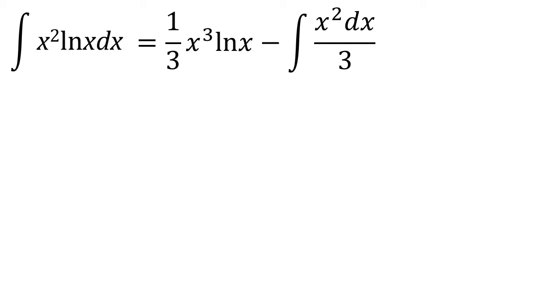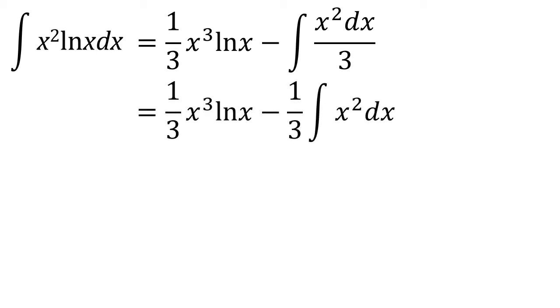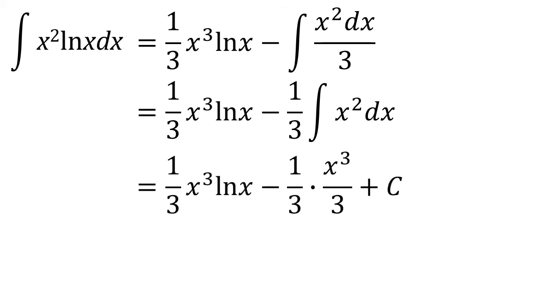Multiplying those terms, we're going to have the integral of x squared ln x dx equals 1/3 x cubed ln x minus the integral of x squared dx over 3. This will be equal to 1/3 x cubed ln x minus 1/3 times the integral of x squared dx. We put 1/3 outside the integration symbol, just like what we did before. As you can see, x squared dx is already integrable, so we can simply integrate it. It will become 1/3 x cubed ln x minus 1/3 times x cubed over 3 plus c.